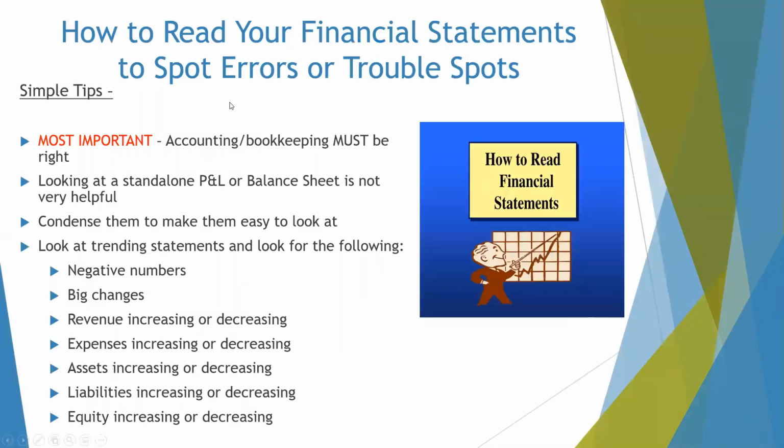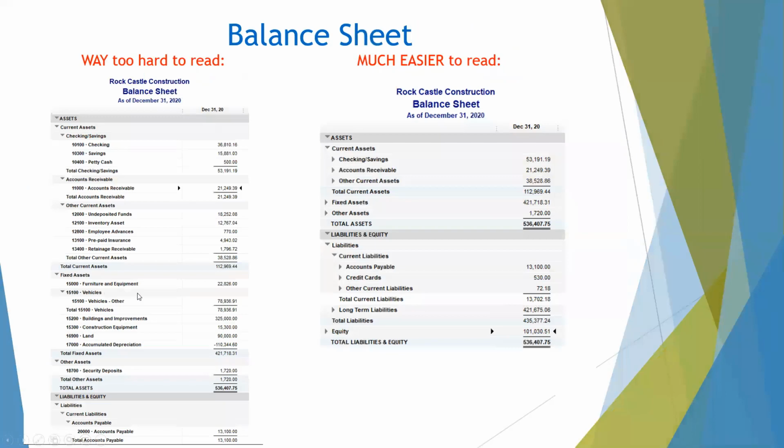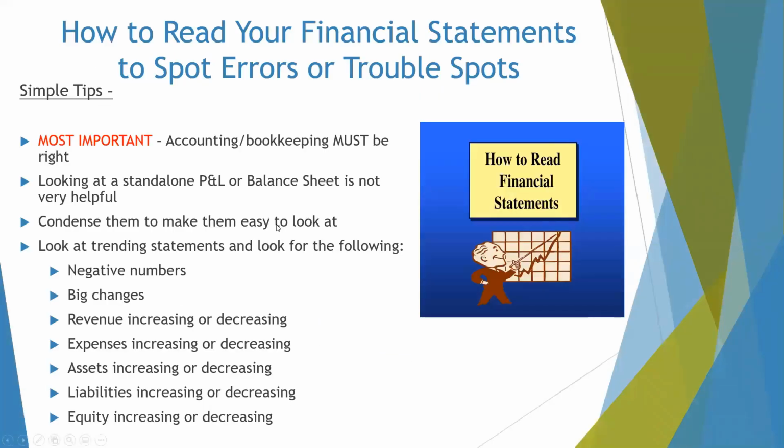Okay, so now we want to dive into how to read your financial statements to spot errors or trouble spots. The most important thing that you want to do is make sure that your accounting and bookkeeping is correct. Okay, that is the absolute most important thing you want to do. Because if it's not, there's going to be a lot of errors and a lot of trouble spots. Okay, the next thing is when you look at a standalone profit and loss or balance sheet like this, okay, this is standalone, just one time period, it's not going to tell you a whole lot. All right, it'll tell you some things, but in general, it's not going to be very helpful.